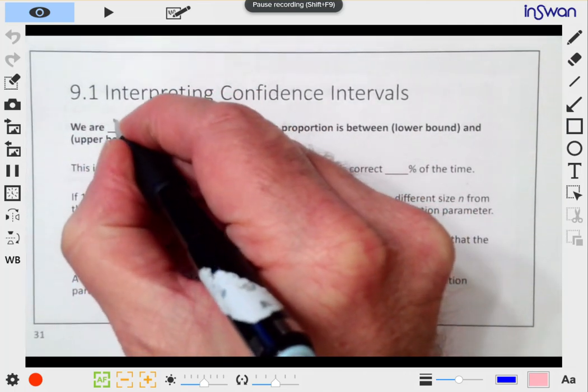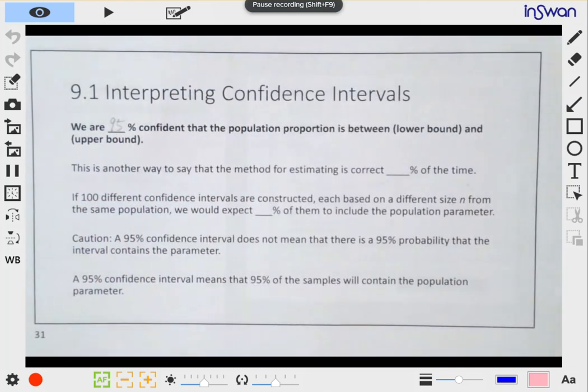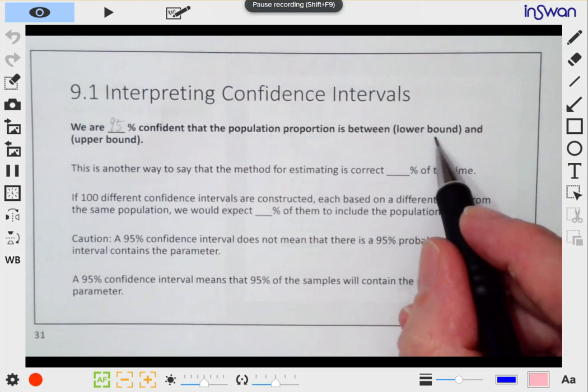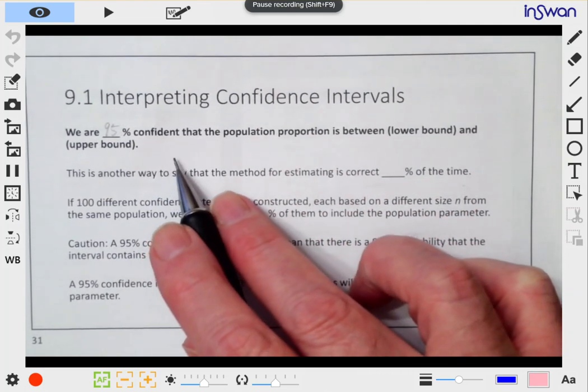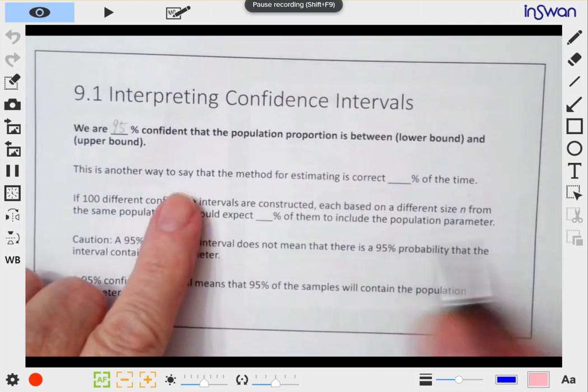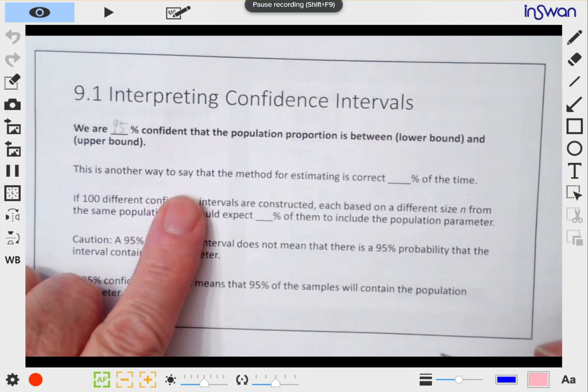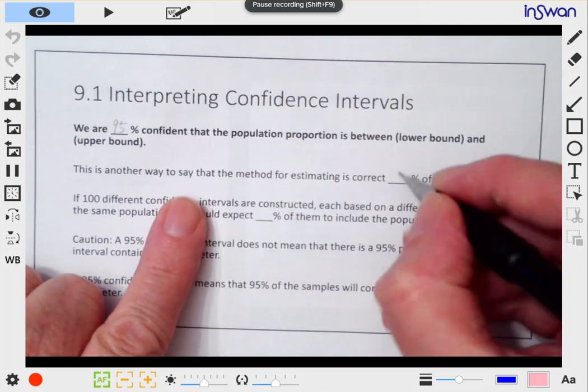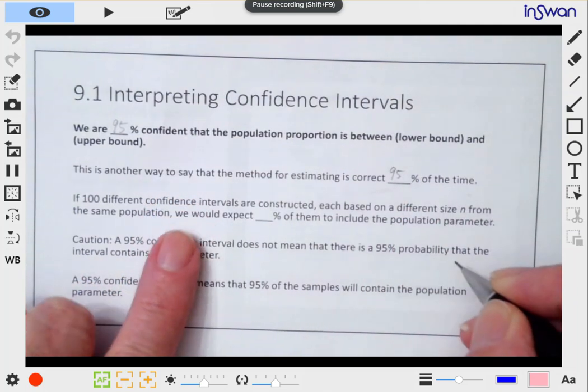So I'm going to go ahead and put in a number here. It says interpreting confidence intervals. We are 95% confident that the population proportion is between whatever we give as a lower bound and our upper bound. So this is another way to say that the method for estimating is correct 95% of the time.